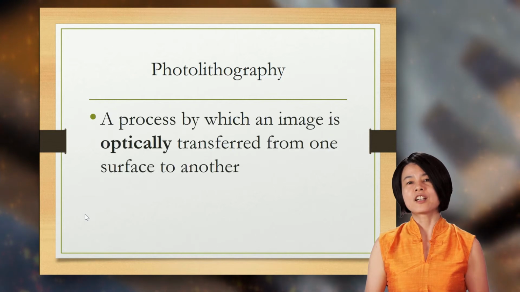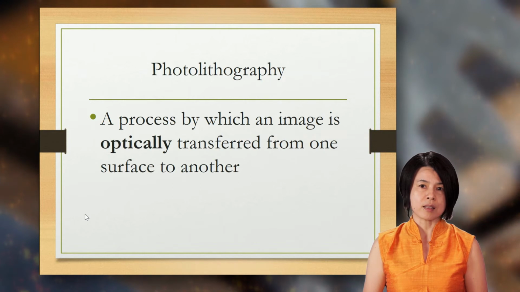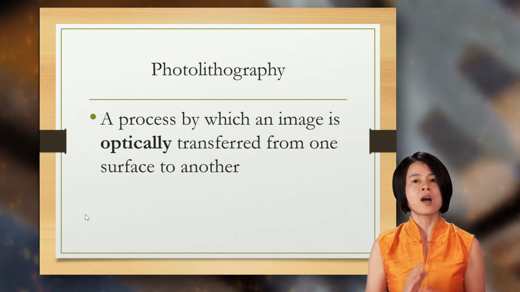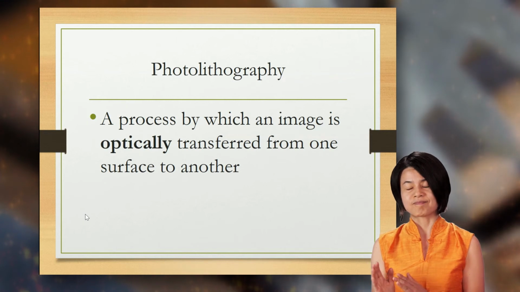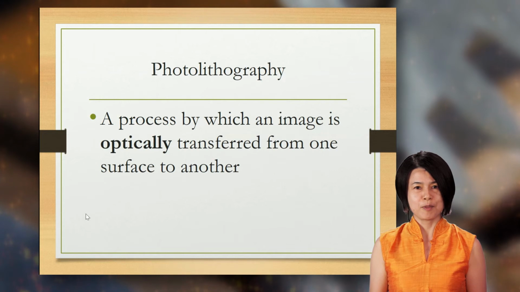Or we can look at the formal definition again. Photolithography is a process by which an image is optically transferred from one surface to another. Does that make sense to you? Good. Let's move on.